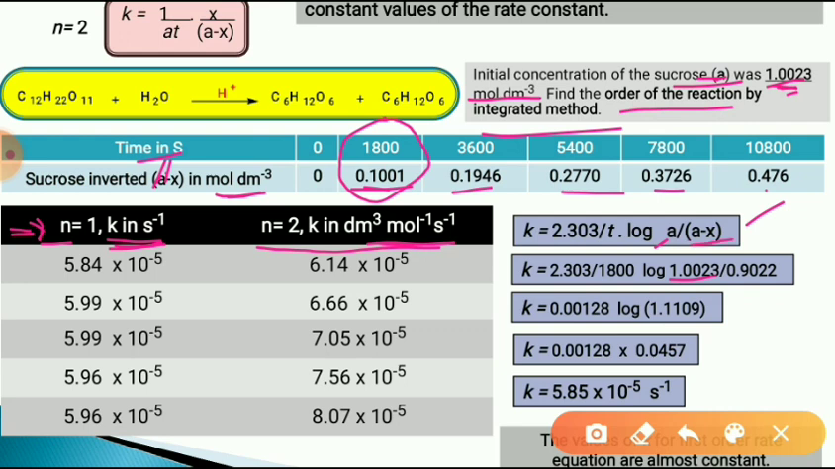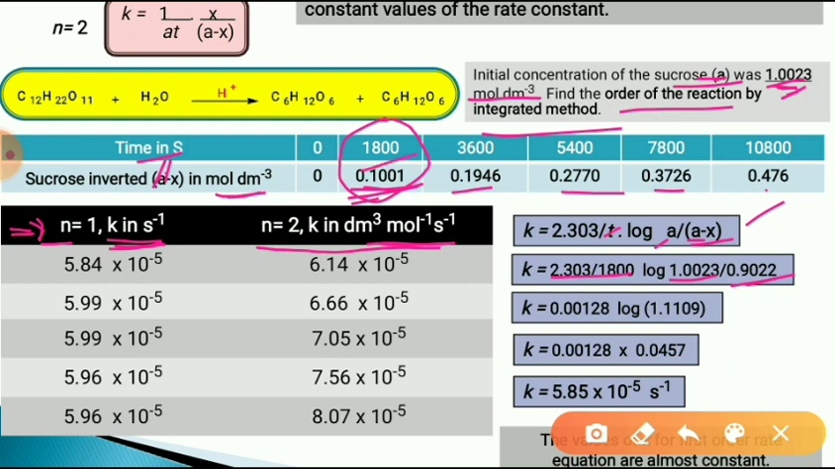Now a minus x is nothing but just subtract this value: 1.0023 minus 0.1001. So we will get 0.9022. If you solve the ratio, we will get 1.1109. Again, here we have substituted the value of t, that is 1800 seconds.